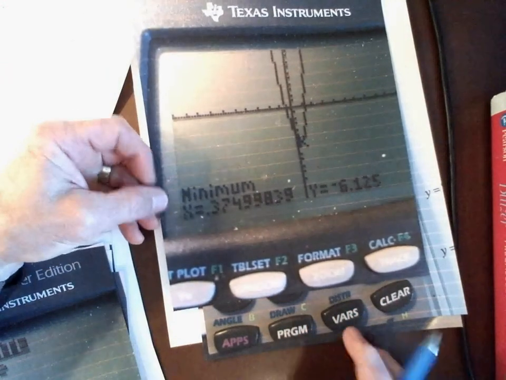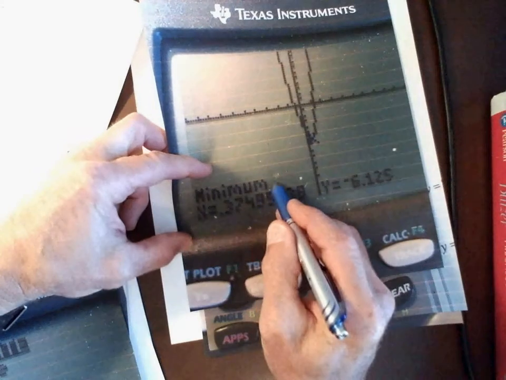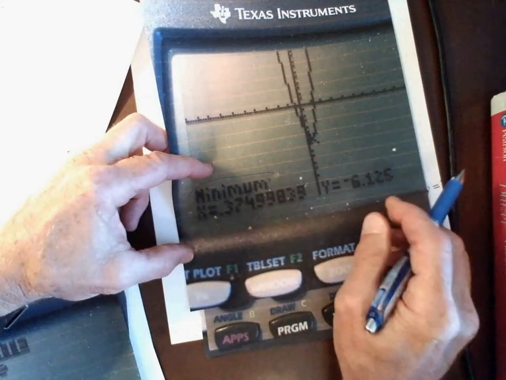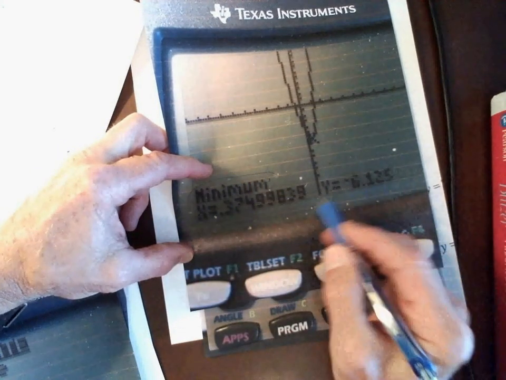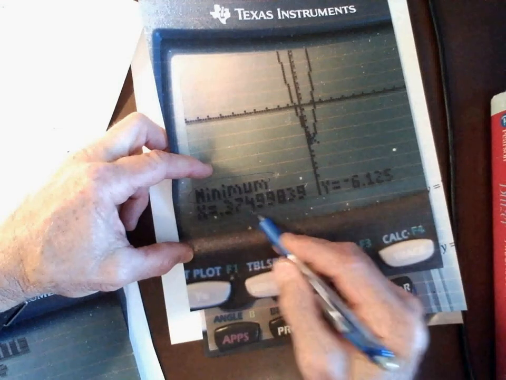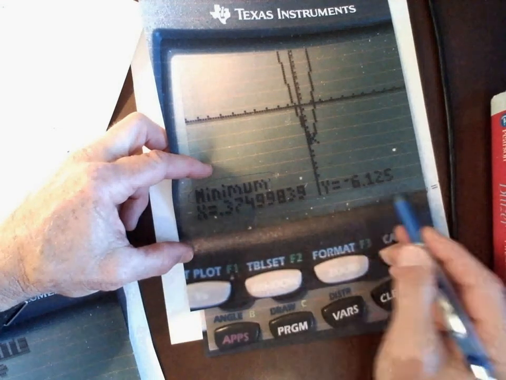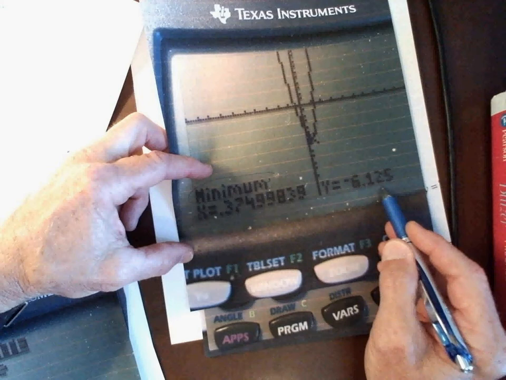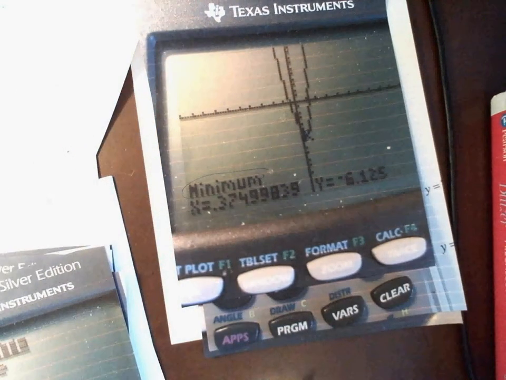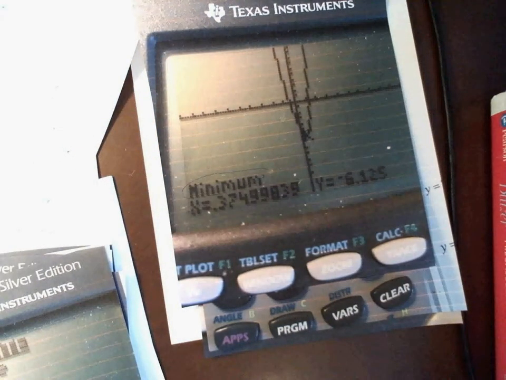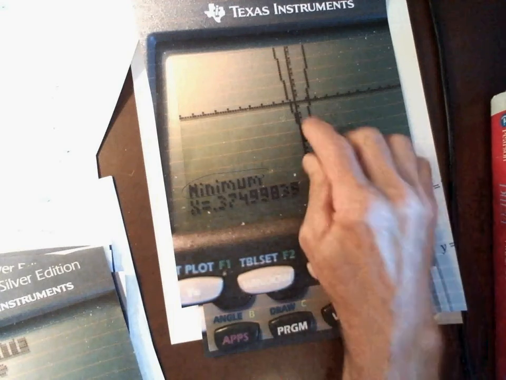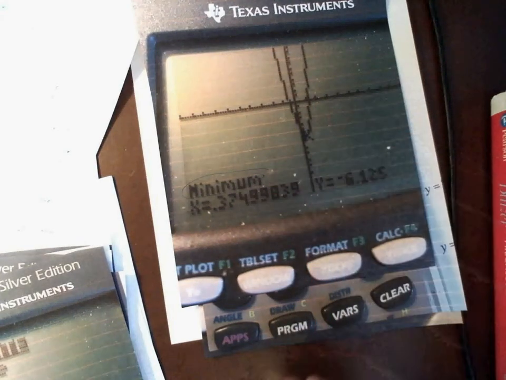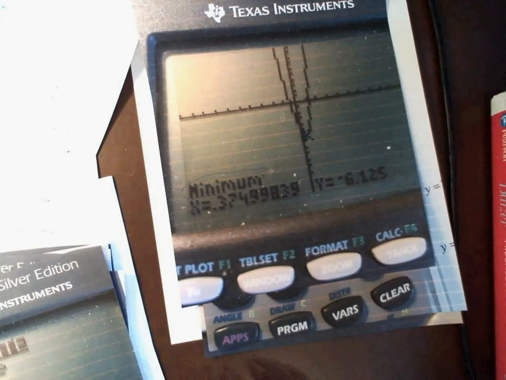So now we have the vertex of that graph already done for us using the second calculate minimum choice, and we could have also used second calculate value, where we put in 3/8 or 0.375 and it calculated negative 6.125 for you. And then you can identify your graph and identify the vertex, and you can identify the x-intercepts, which we did already, and the y-intercept.